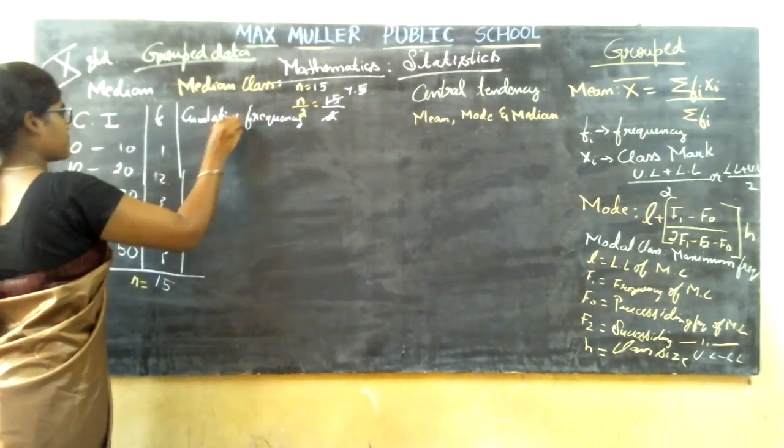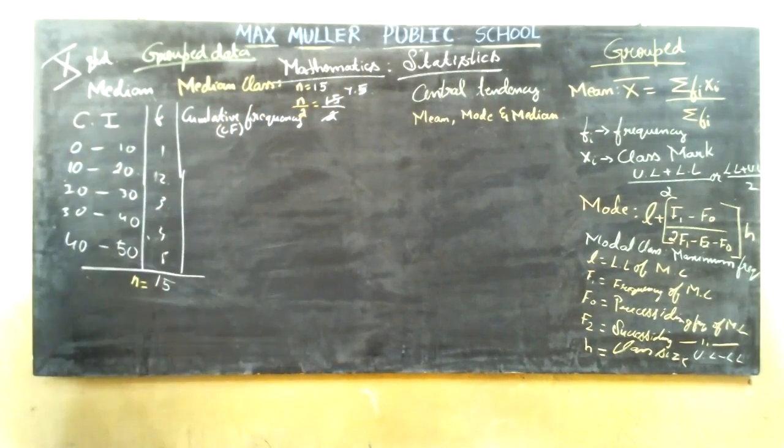Cumulative frequency. Let me call it CF. What is this cumulative frequency? It is just an addition of frequency. That's all. Nothing else.